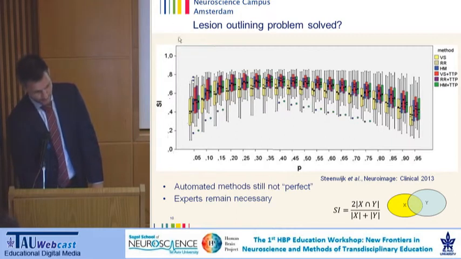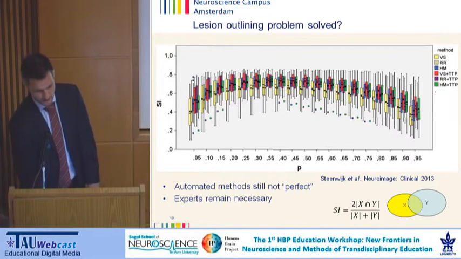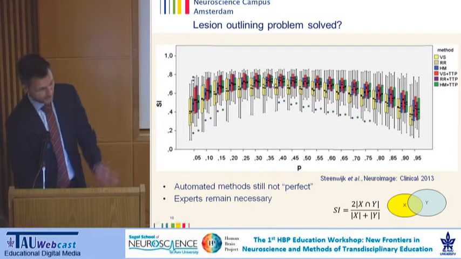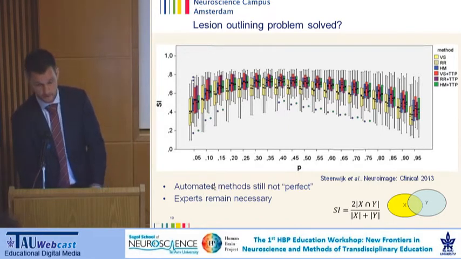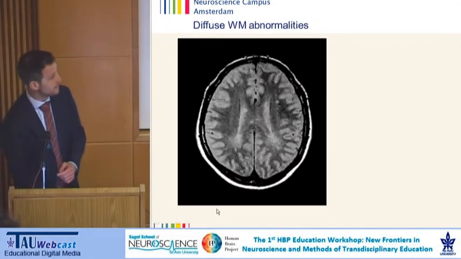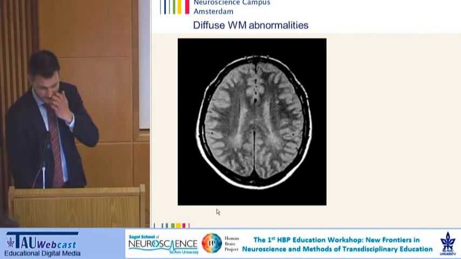So this is 0 at the bottom and 1 at the top. Even for the best ones, the best method that we got in this evaluation, with different methods of handling the data, adding prior information and varying a parameter, even the best ones give us something along 0.8 or so. So there's still a lot of improvement to be made, especially when you're thinking of individual patients whose treatment decisions would depend on such measurements. The automated methods are still not perfect, and experts remain necessary.